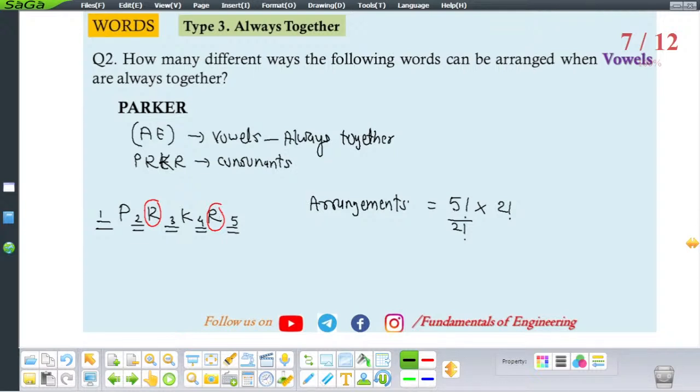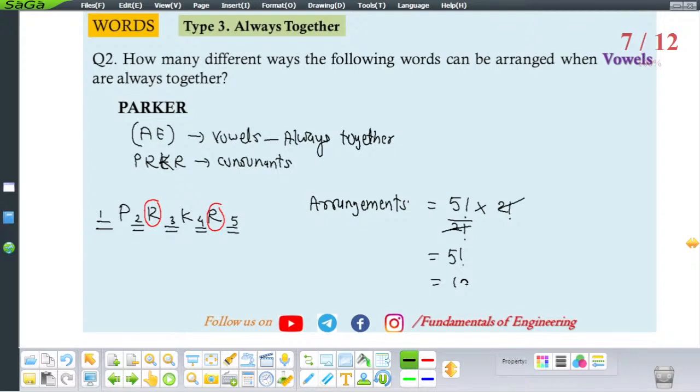So how are we getting 5 factorial? 1, 2, 3, 4, 5. 5 places, 5 factorial upon 2 factorial, because R is repeated twice, into 2 factorial, because the 2 vowels can be arranged in 2 ways. So this 2 factorial and that 2 factorial will be cancelled out, only 5 factorial remaining. We know the 5 factorial value is 120. This is the final answer.